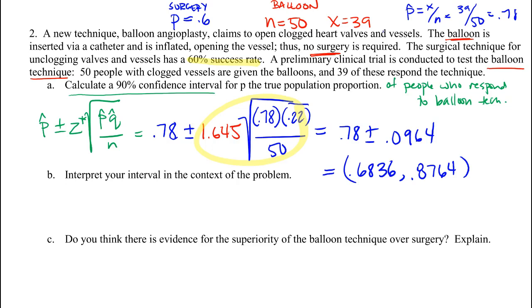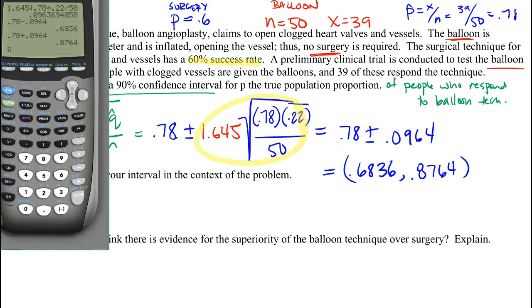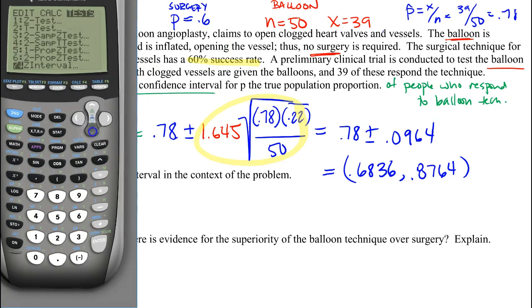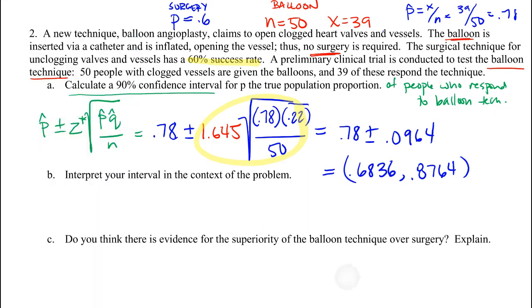If you're doing the calculator shortcut for confidence intervals, just remember the first one I would have just done: stat over to tests, past the 1 prop z test, all the way down to 1 prop z interval, and then you just type in all the things you have. 39 was our x, 50 was our n, and make sure you enter your confidence level as a decimal, so 0.9. And it gives us the exact same confidence interval that we got using the formula.